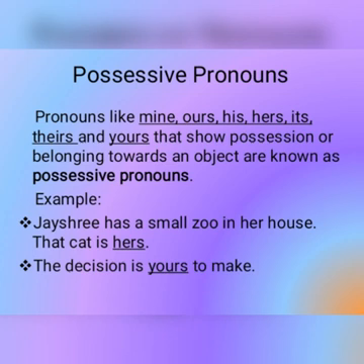Like for example, Jayashree has a small zoo in her house. That cat is hers. Now we are using hers to show that this cat belongs to whom? Jayashree. Now the second sentence we have here is the decision is yours to make. Now we are saying that ये decision तुम्हारा होगा. So these are the possessive pronouns when we show the belongingness.